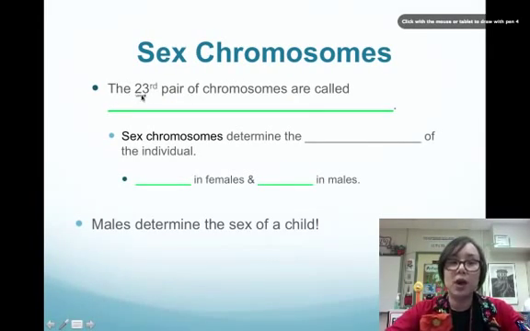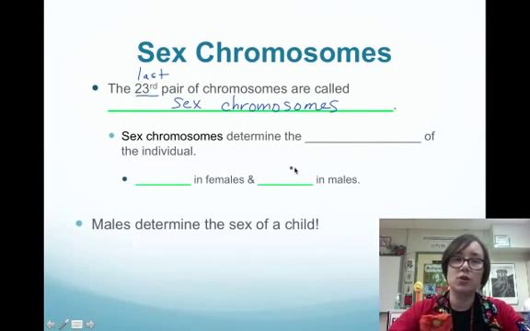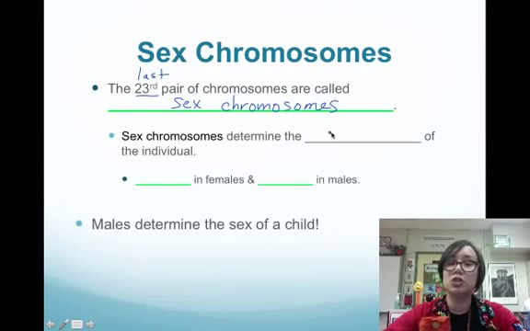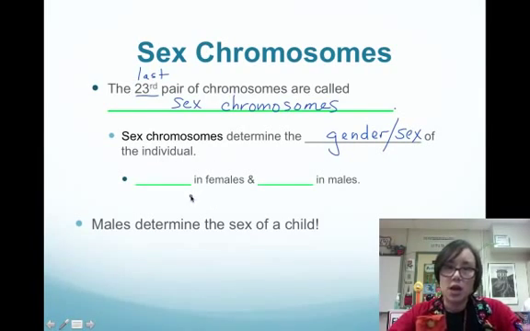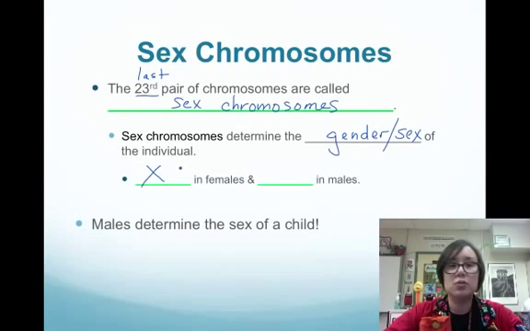The 23rd pair, or the last pair of chromosomes, are called our sex chromosomes. And sex chromosomes can look one of two ways depending on whether you're male or female, because sex chromosomes determine the gender or sex of the individual. You need to know what the sex chromosome pairs look like for females, and also for males. For females, the sex chromosome pair will be XX, and for males, it will be XY.